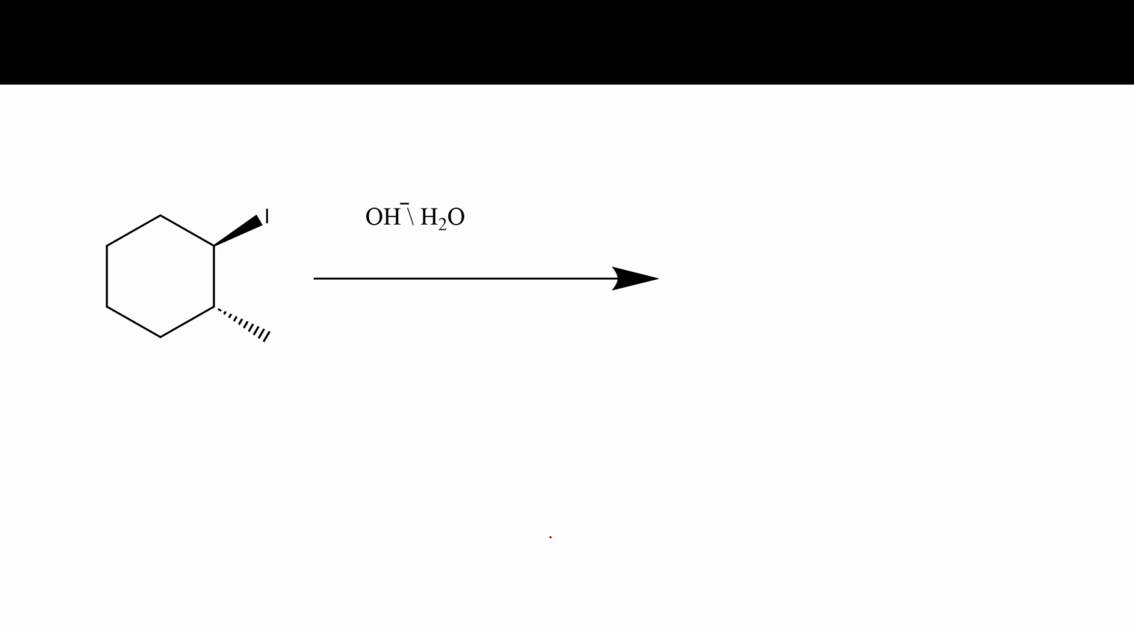What will be the product of this reaction? First, think whether this is an SN1 or SN2 reaction. With OH minus and water, iodide is your leaving group, and the OH minus will attack here while the leaving group comes out. So this is like an SN2 reaction.